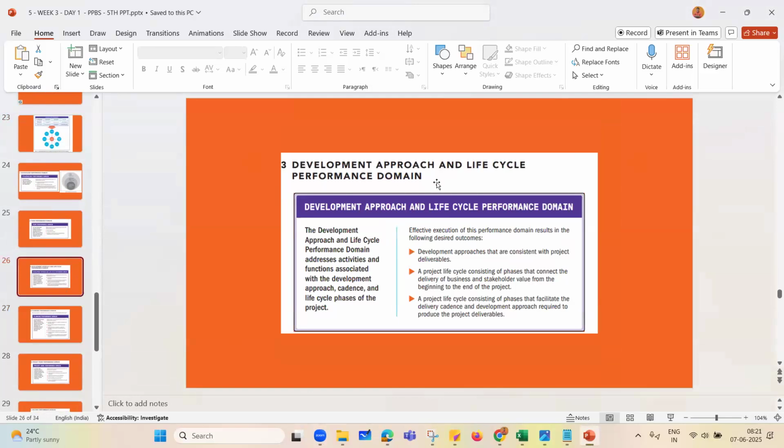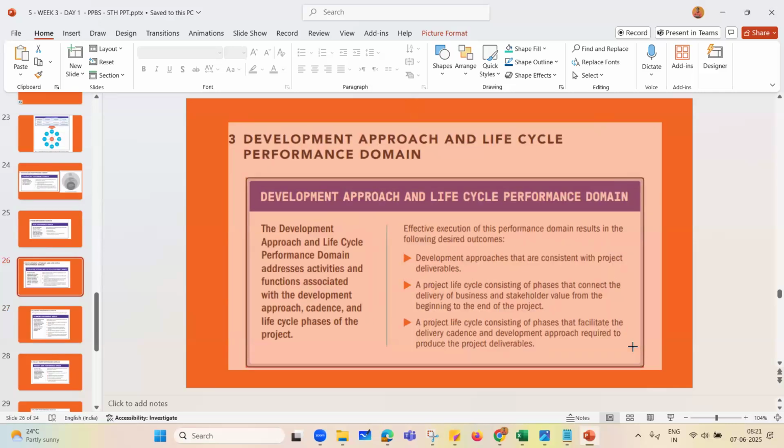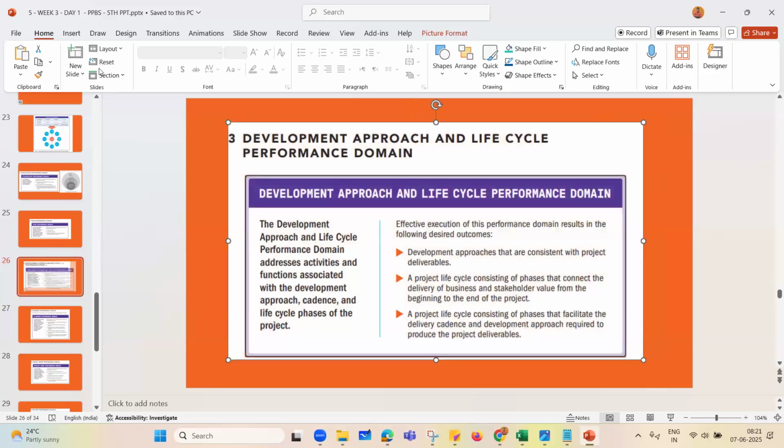The third one is what? Development approach and life cycle performance domain. Any guesses what would be happening in this performance domain? What is the purpose behind that? Before we read that, I just want to invite you to guess. You don't have to be right, so please don't worry if your answer is not right. I am expecting the wrong answers only. Who can give me the wrong answer?